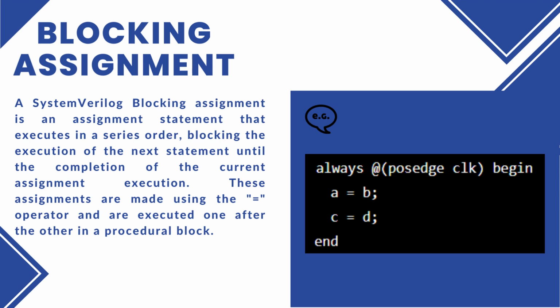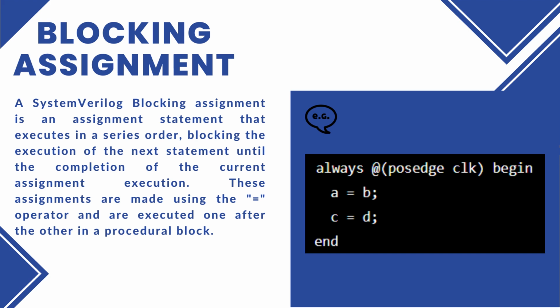When a SystemVerilog blocking assignment is encountered, the program will pause the execution of the next statement until the current assignment is complete. This ensures that the program executes each statement in the order they appear in the code. However, it's important to note that this won't prevent the execution of statements that run in a parallel block. Here is an example to help illustrate this concept.